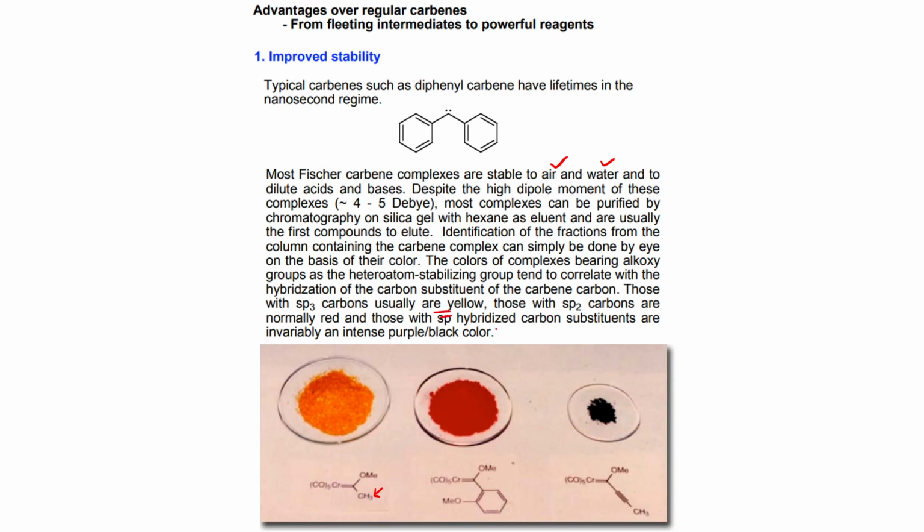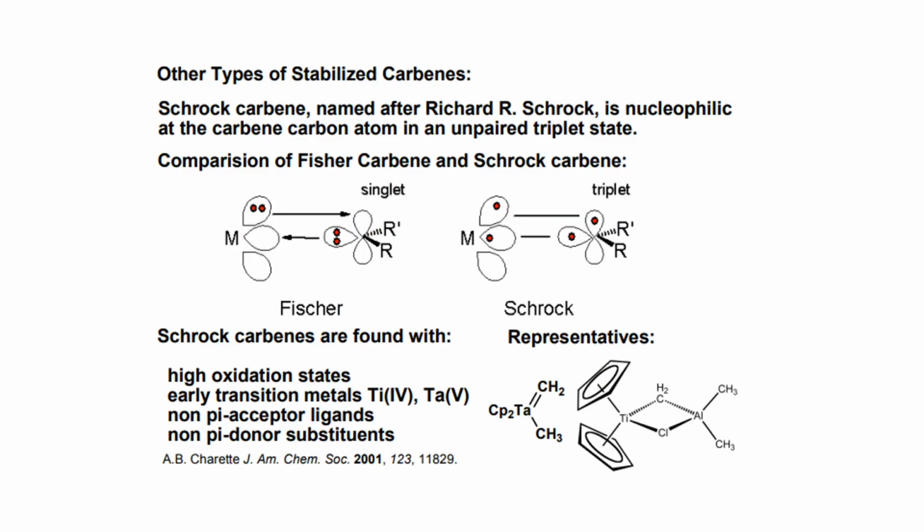yellowish. And for sp2, meaning an aromatic system or any double bond system, that kind of moiety is present here. They are kind of red in color. And for sp, meaning a triple bond, if it is there, it is black. So with the color itself, we can distinguish between sp3, sp2 or sp carbon. So that's a kind of visual identification for this kind of case.